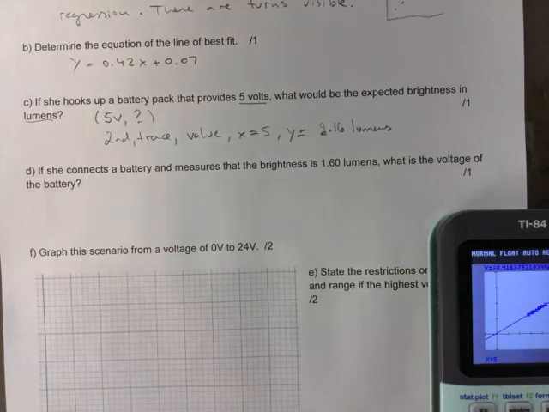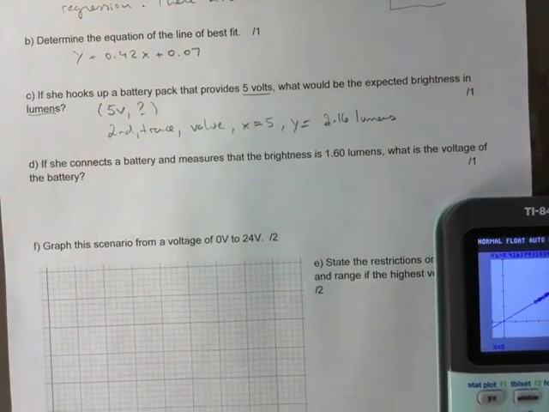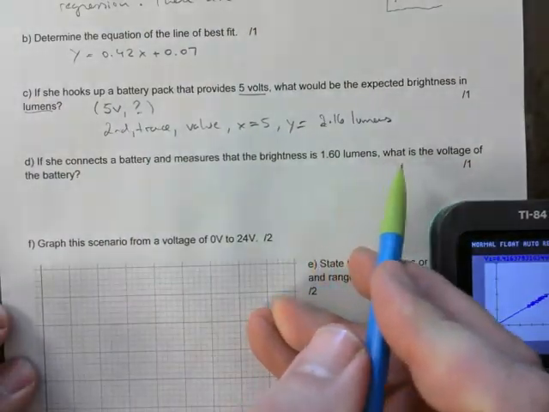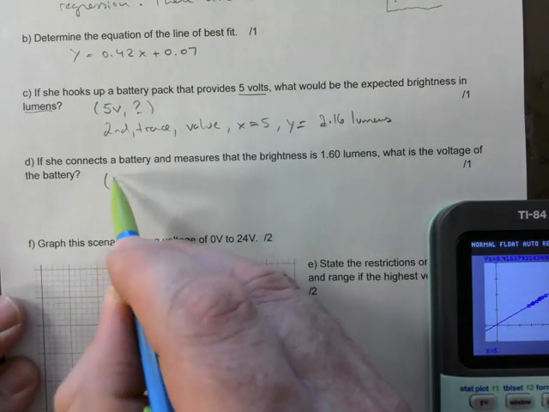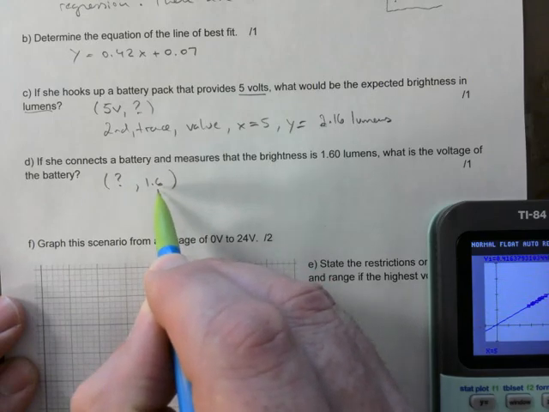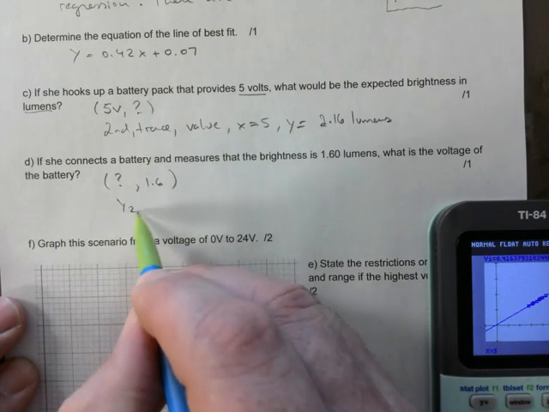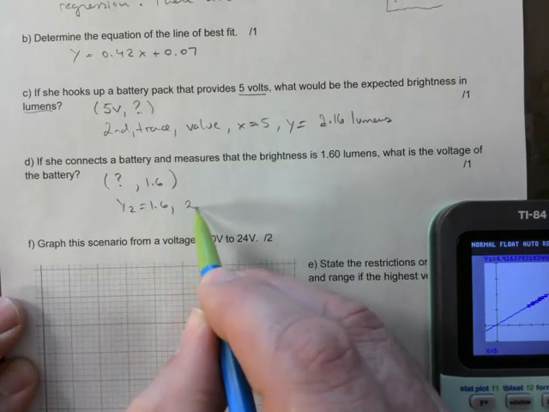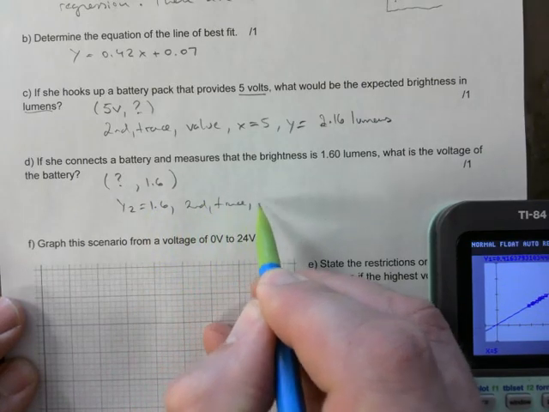If she connects a battery and measures the brightness, and it is 1.6, what is the voltage of the battery? So in this case, they're wanting the voltage. They give you the Y, right? So you want to go Y2 is equal to 1.6, and second trace intersect.